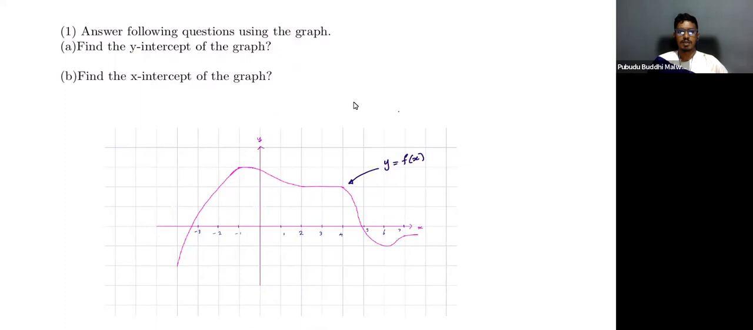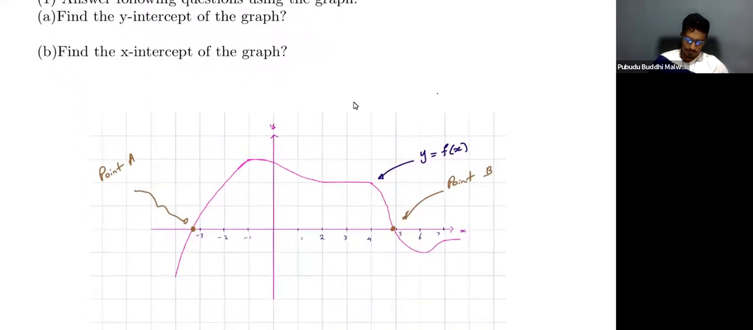To compute the x-intercept, I'm just going to mark the x-intercepts, the points where the graph intersects the x-axis. Clearly 2 points, I can see 2 points, this one and this one. Point A and point B. But what are the values? It's difficult to measure, but it's like -3 point something here. Let's say -3.25 or something like that.